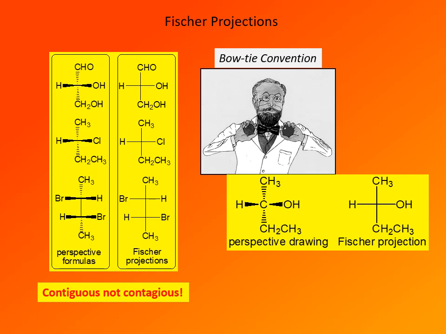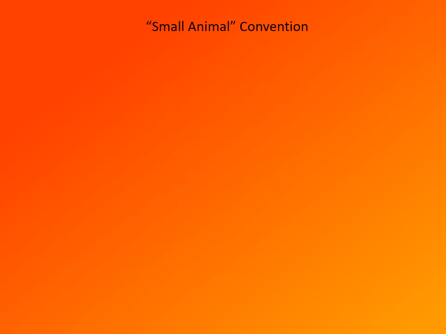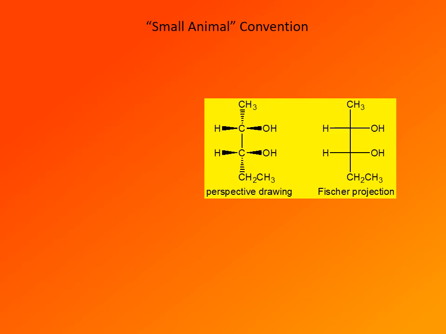So what happens if we have a couple of contiguous chirality centers? How can we memorize that? Well, we can easily memorize that by using the small animal convention. In this case, you have a Fischer projection on the right. The question is which bonds project towards you, which away from you. To the left, you have a perspective drawing, which shows which bonds project towards you, which away from you. But to draw that, you already have to know which project towards you and which away from you. And you will know that by remembering the small animal convention.